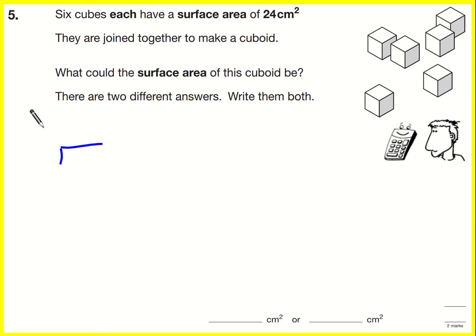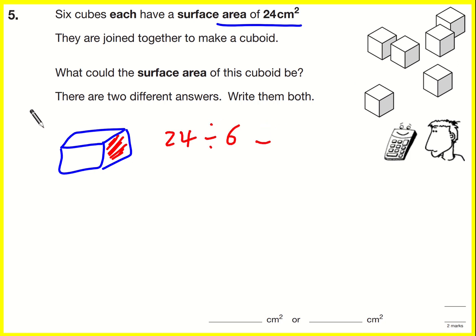Going to start this question by looking at the single cube. Here we go. It's got a surface area of 24. So I'm going to be using the cubes to make cuboids. The useful thing that I'm going to know is what the surface area of one face is going to be. So that's going to be 24 divided by 6, because I got 6 faces, and that's going to give me 4 centimeters squared. So that is the surface area of one face.